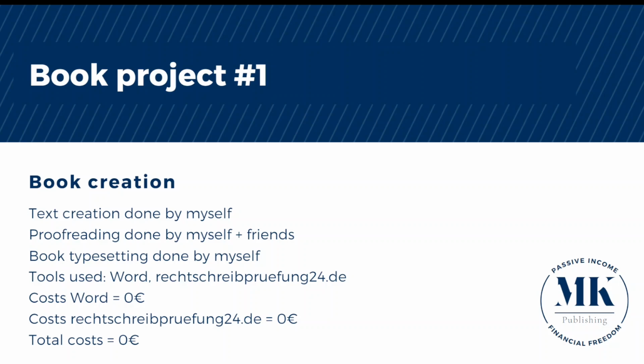After this, I did typesetting, so the style of the interior of the content of my book projects. In this case, I did it again on my own. You can do a good typesetting in Word completely for free. So as you can see, I use the tools Word and a German page for grammar checking. The costs combined of the book creation are €0. So you can do it completely for free on your own, but you need to invest a high amount of time in the book creation.